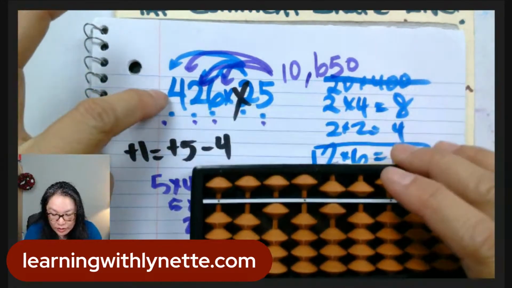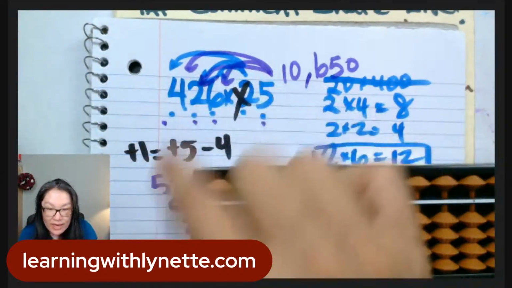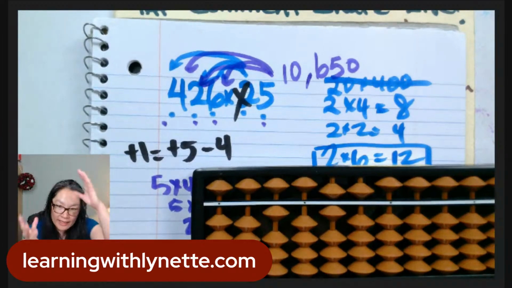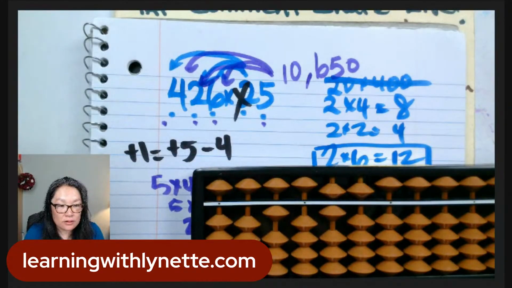So what we're doing here is what we call distributive property. Why? Because we do one number at a time. We don't need to do big numbers. We make it down into manageable chunks. When they're manageable chunks, then it's easier to do. Okay. Is that all right?